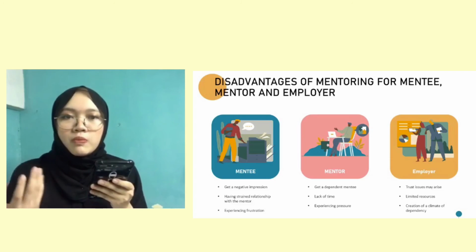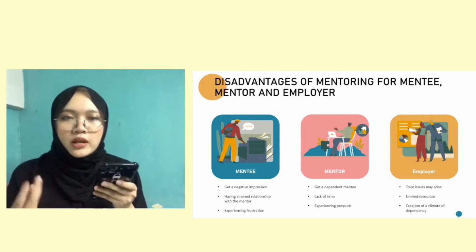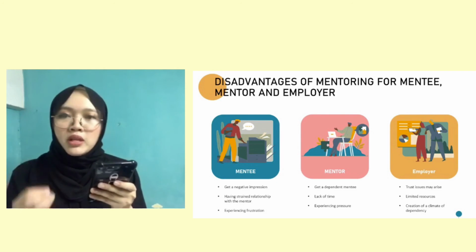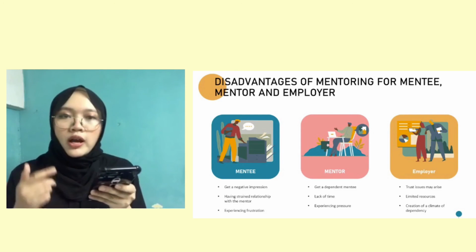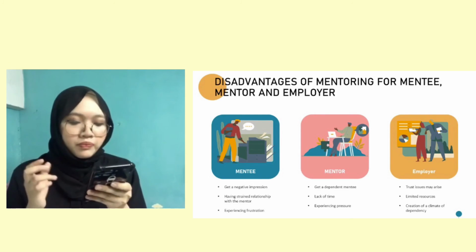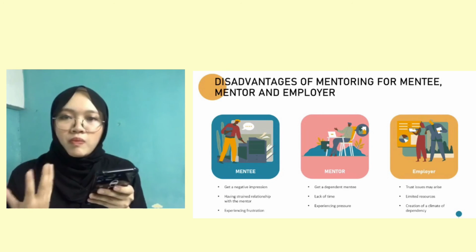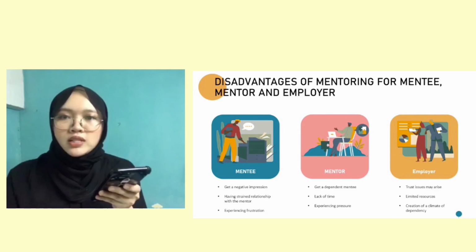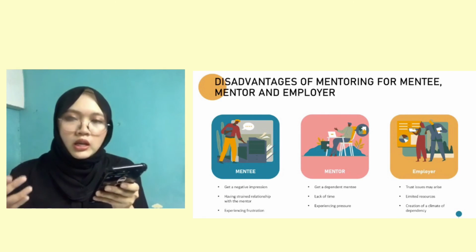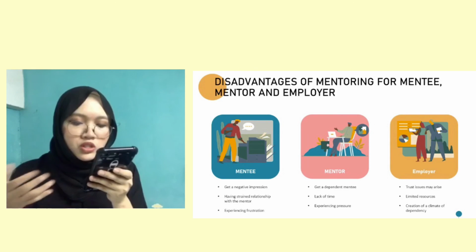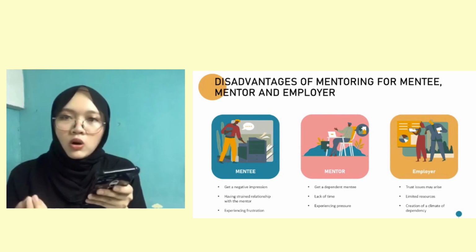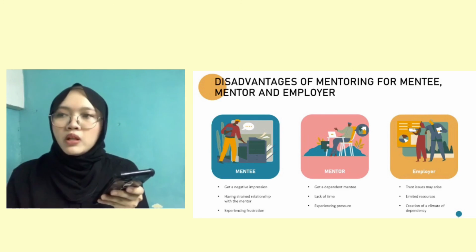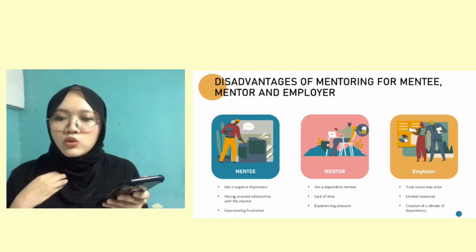As we know, the mentoring program also has its own pros and cons. So, let's move on to the disadvantages of mentoring for mentee, mentor, and employer. For the mentee, they can get a negative impression from the organization or the people outside of the organization. Next, they can also have a strained relationship with the mentor.